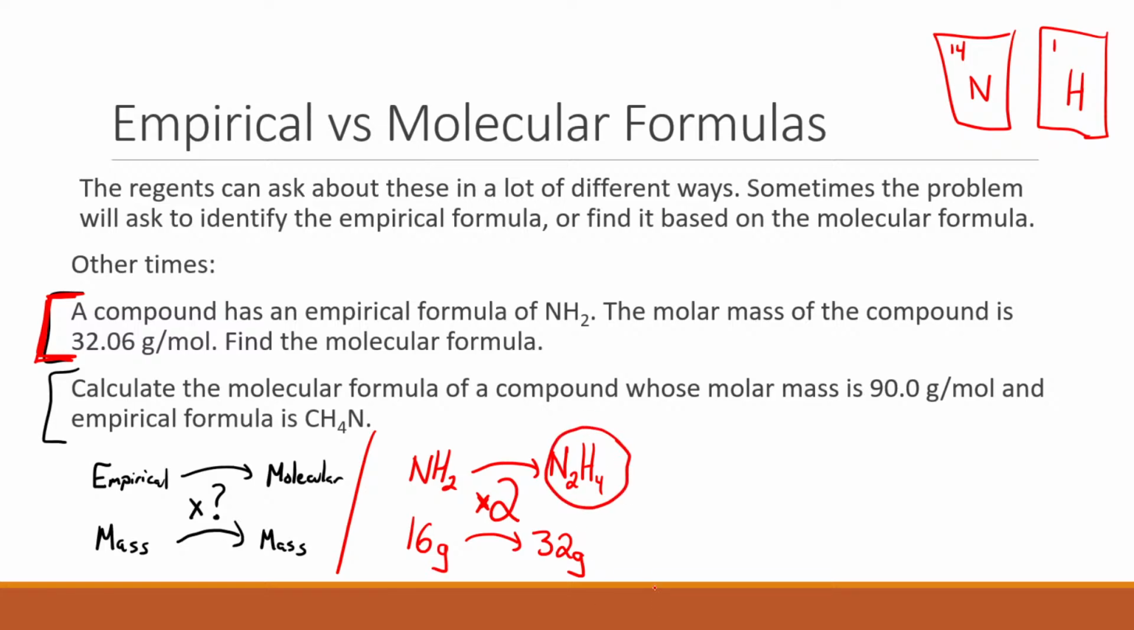And if we wanted to double check ourselves, we can just do the math on this. 2 N's, 14 and 14 is 28, plus 4 H's, so 28 plus 4 gives me 32. So that matches up, and we've solved our problem.